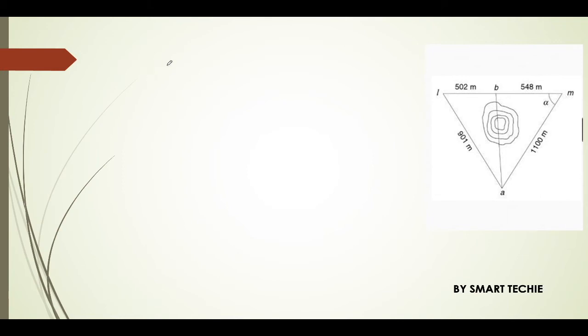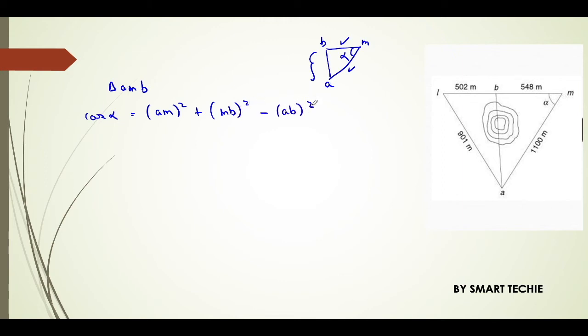Next, now we'll consider a triangle BMA. So when we consider this triangle BMA, this is B, this is M, and this is A. So you know this distance, you know this distance, and you know this angle. So the remaining is the distance AB, which has to be calculated. So in triangle AMB, we can say that cos alpha is equal to AM the whole square plus MB the whole square minus AB the whole square divided by 2 AM and MB. So here I'll substitute the values to find the distance AB.